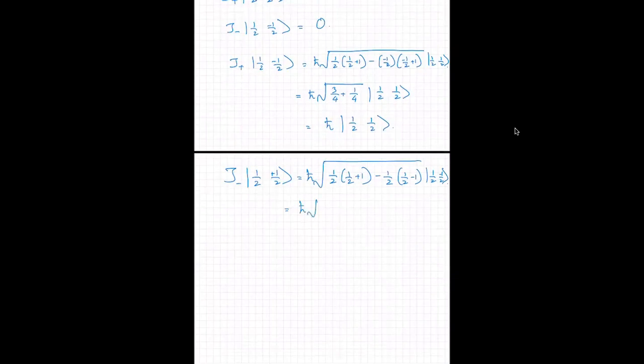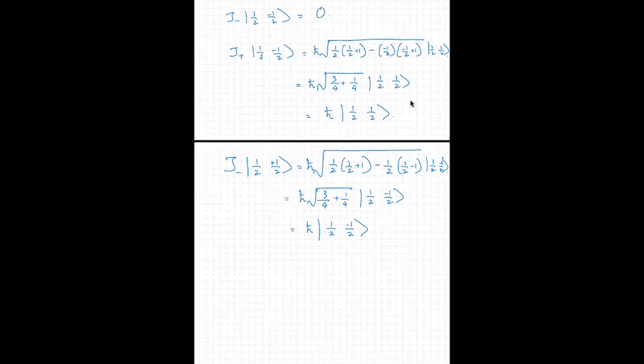So this is equal to H bar. This is 3/4, same as before, and this is again 1/4. Minus half minus half plus 1/2. So this is H bar acting on 1/2 minus 1/2. Okay. So knowing how J plus and J minus act on these basis states, we can construct the matrix elements for J plus or equivalently the matrix for J minus. So let us do both.